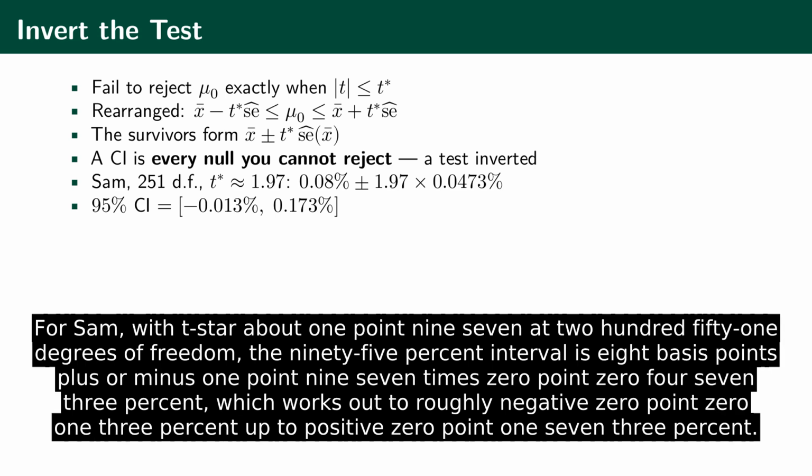A test inverted. For Sam, with t star about 1.97 at 251 degrees of freedom, the 95% interval is 8 basis points, plus or minus 1.97 times 0.0473%, which works out to roughly negative 0.013% up to positive 0.173%.